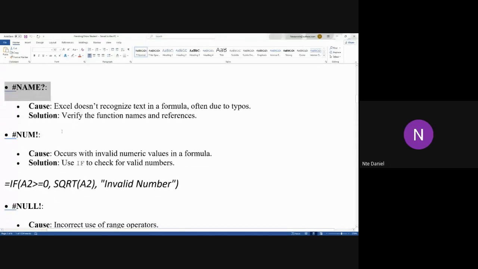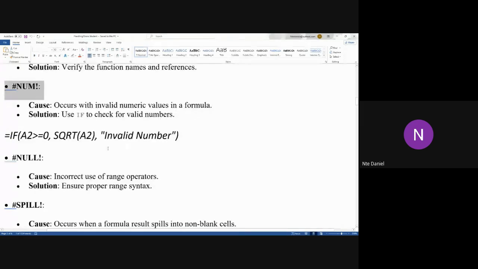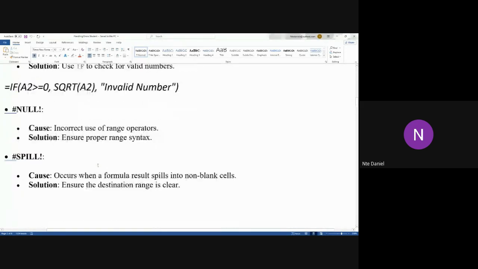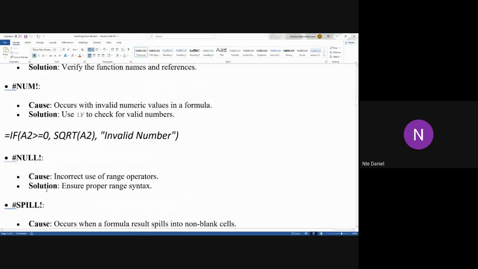All right. So we have the NUM error. I think I'll play with this. This will be the final one. We have the NULL. We have the SPILL. So please, just read up on this, and it's very short. It's just cause, solution, cause, solution. You will understand the causes so that when you're working in Excel and you encounter these errors, you will know the root cause and you can try to rectify it. Because of time, I'm going to play with this NUM error here.